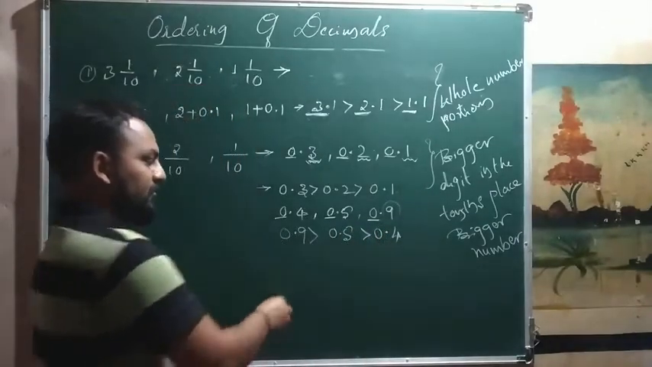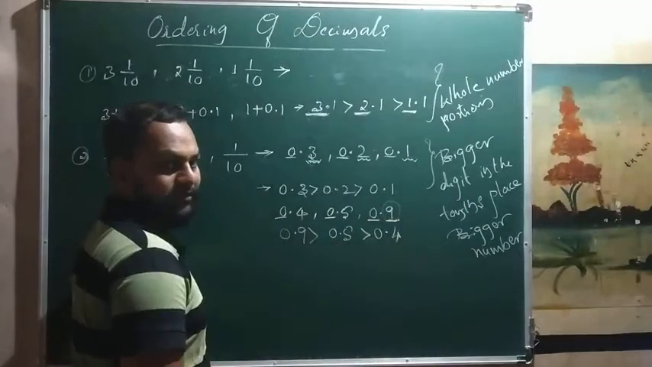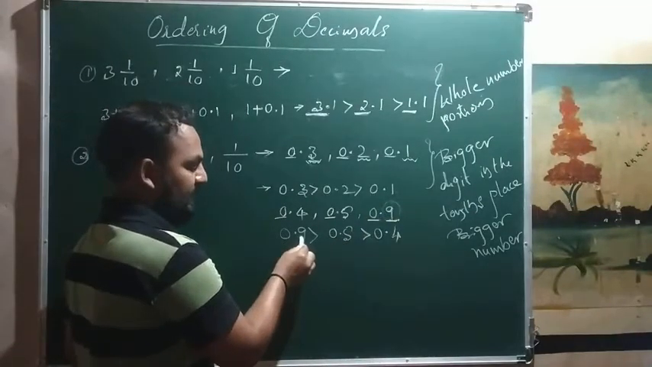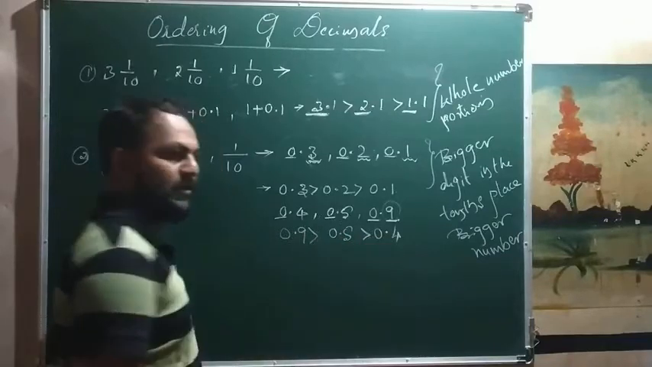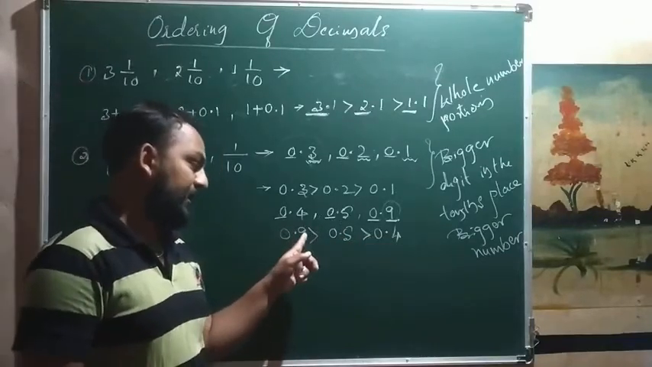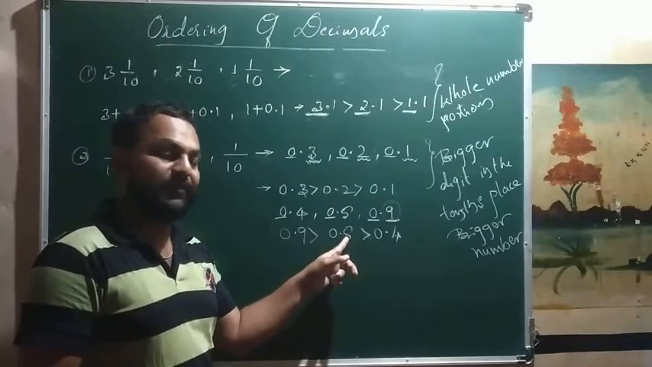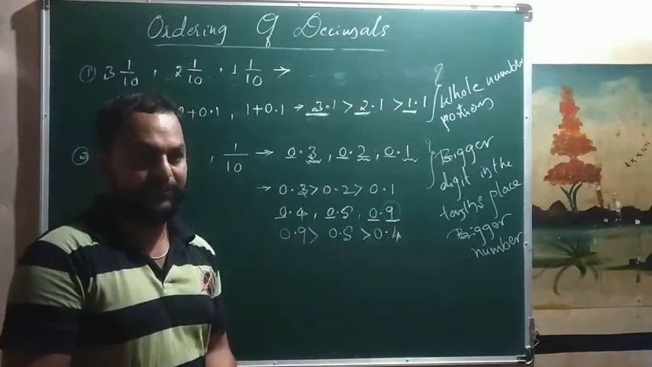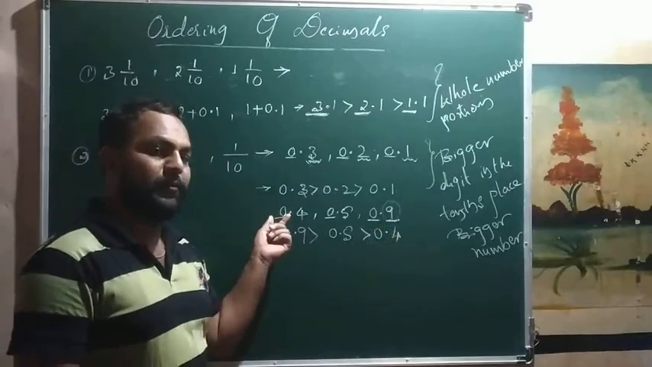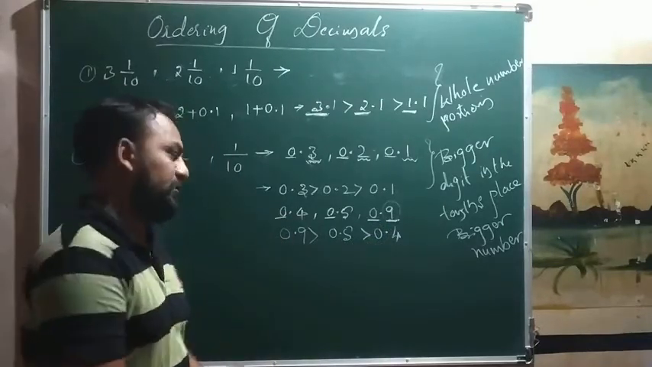0.4. Which is bigger in the tens place? 9 is the bigger decimal number. Next 0.5, then 0.4. Here 0.9 is greater than 0.5, and 0.5 is greater than 0.4. The whole number portion is 0, the same in all.